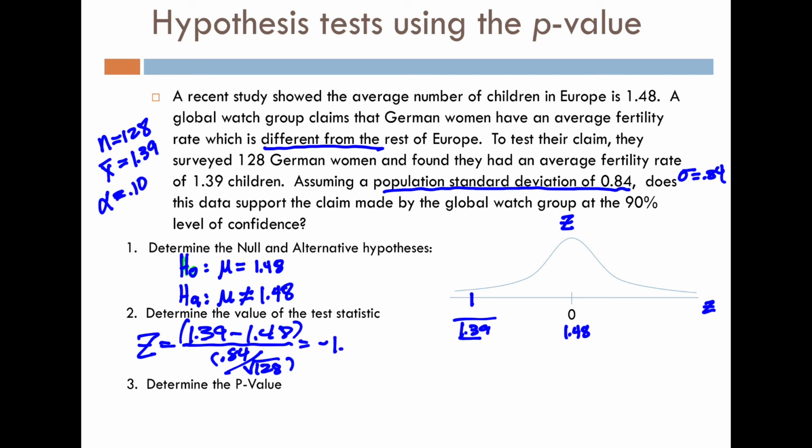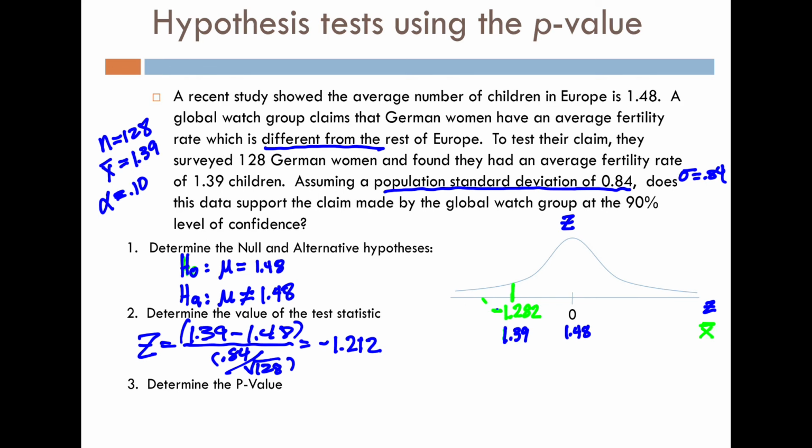negative 1.212. Now that actually would put us a little closer to zero there, so I'm going to adjust that. There we go. That's better.